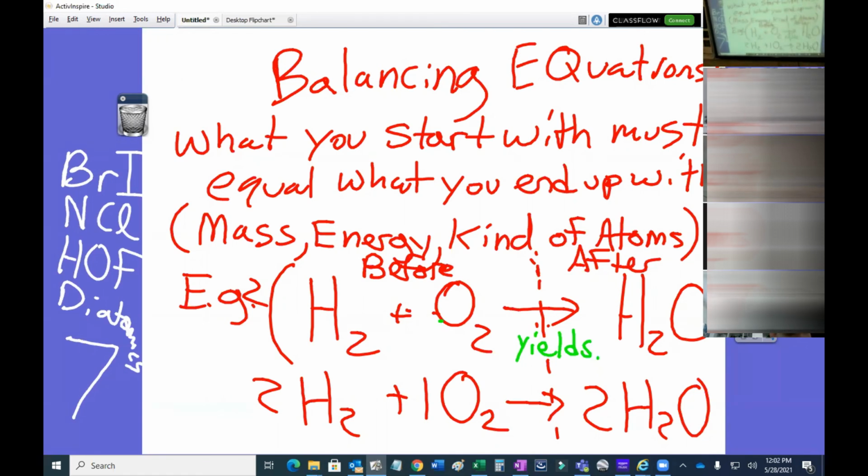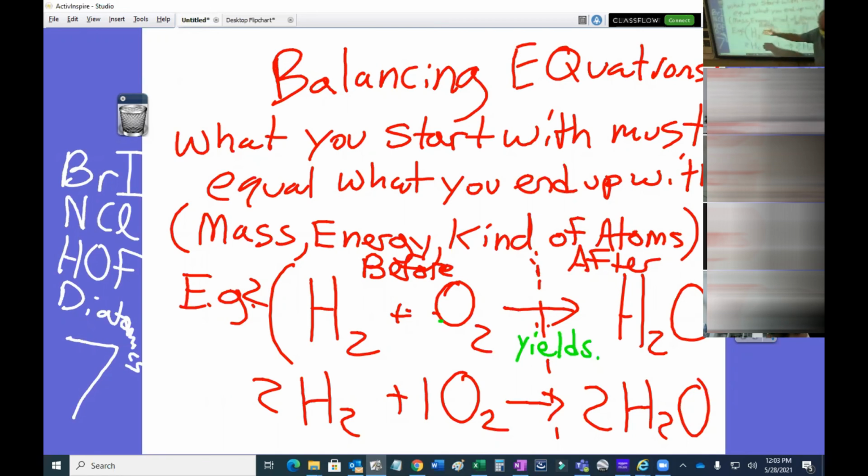What you start with must equal what you end up with. That's the concept behind balancing chemical equations. In a chemical equation, the arrow, which we interpret as yields or produces or makes, is a divider between what was there before, called reactants, and what is there afterwards, called products. Obviously, you don't want the same molecules before and after, or nothing has changed. But you do want the same amount of mass, which means the same kind and number of atoms before and after.